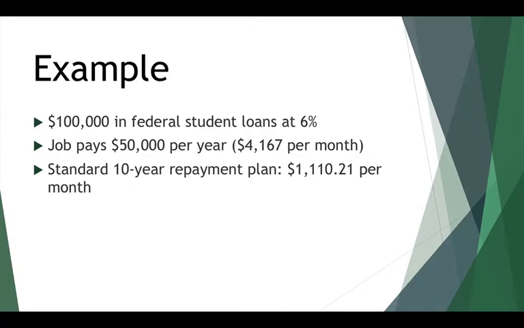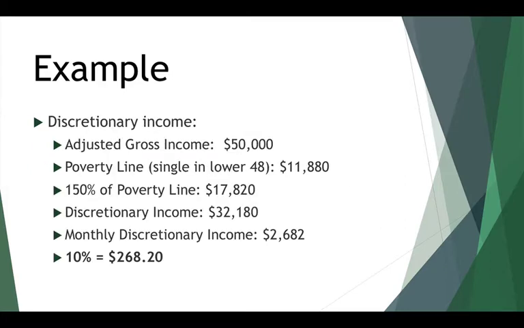Here's an example. You get out of school with $100,000 in federal student loans at an interest rate of 6%. If you get this nice job when you enter the workforce that pays you $50,000 per year gross, which is before taxes, you'd earn $4,167 per month. If you enter the default standard 10-year plan, that's just the standard repayment option if you don't choose otherwise, your monthly payment, given $100,000 in loans at 6%, is going to be $1,110 a month.